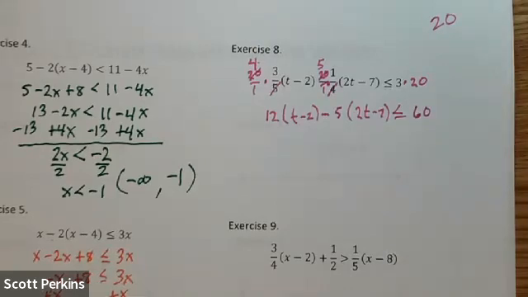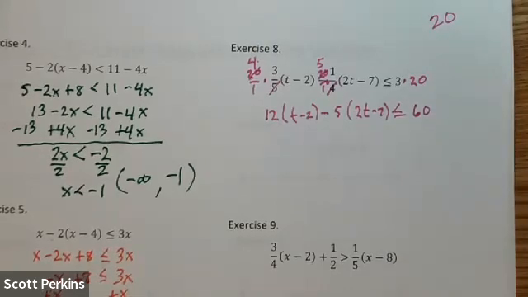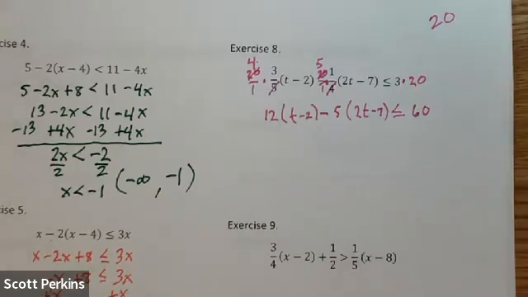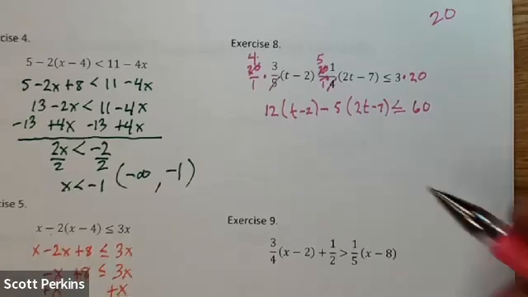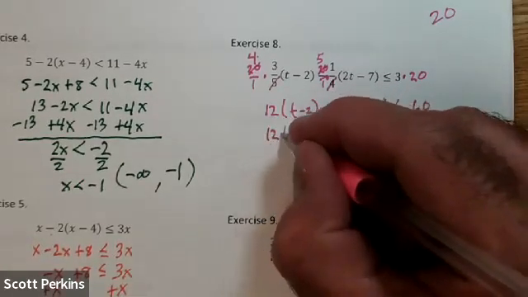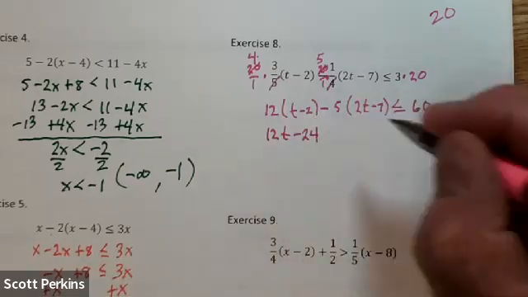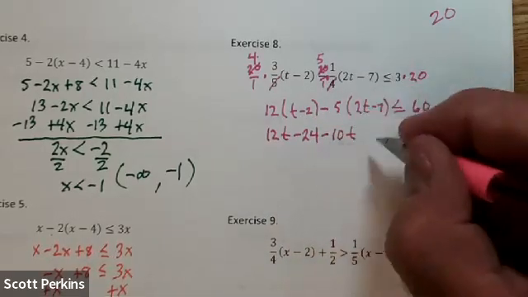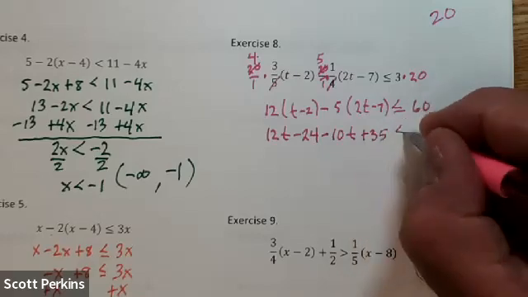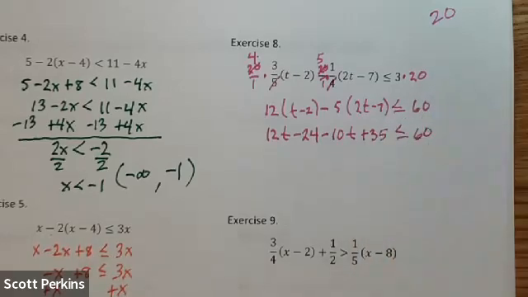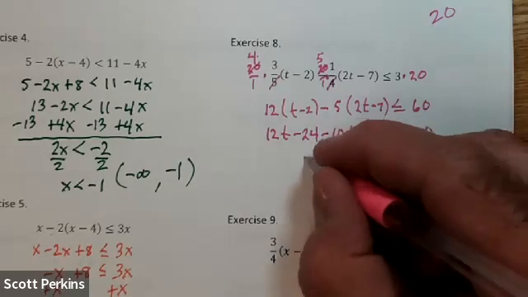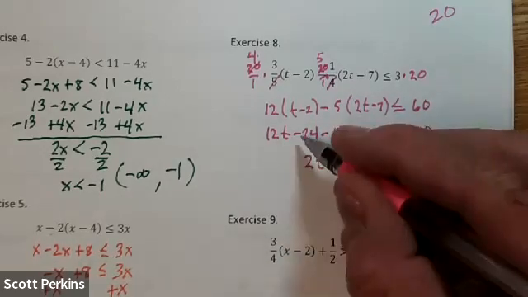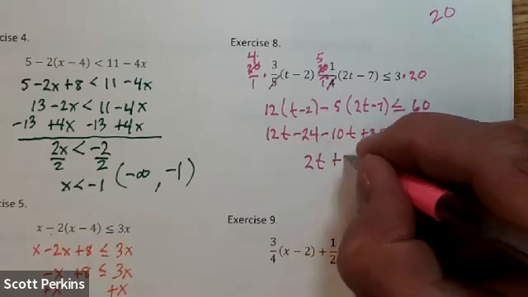At this point, the rest of this is what we've done like 1,000 times already. So I'm hoping once the fractions are gone, that's the hard part of these problems. I get it. And once you're done with that, I hope the rest of this goes a little more smoothly. So we've got 12t minus 24, and then minus 10t plus 35 is less than or equal to 60. Like terms, 12t minus 10t is 2t. Negative 24 plus 35 is plus 11.